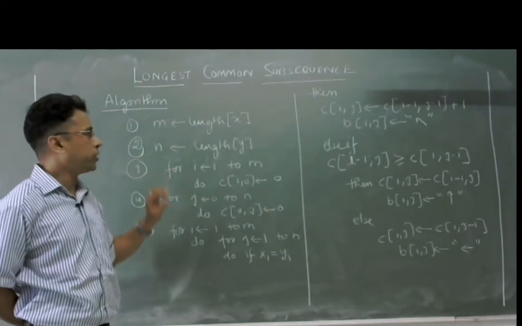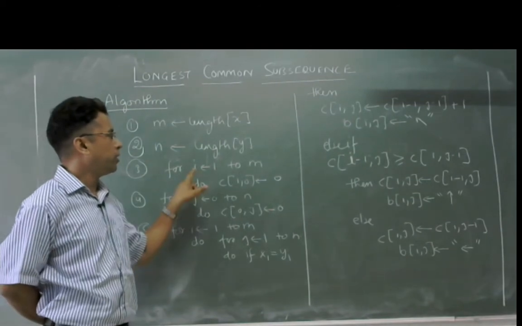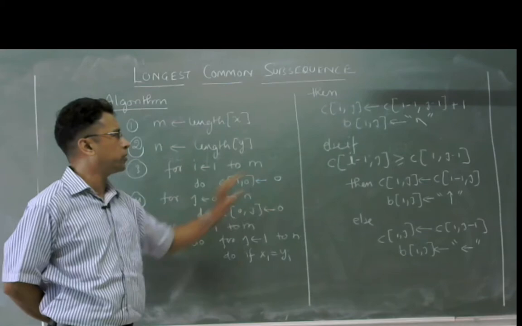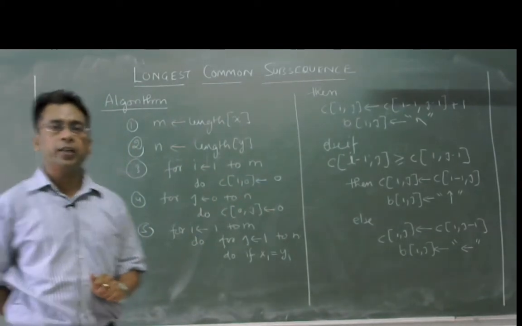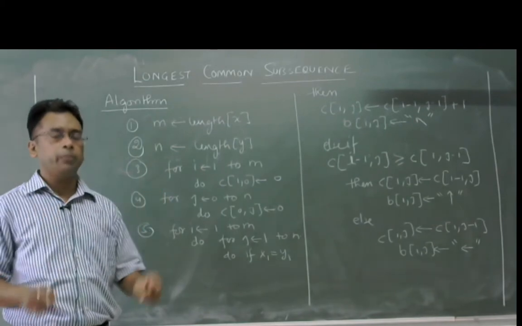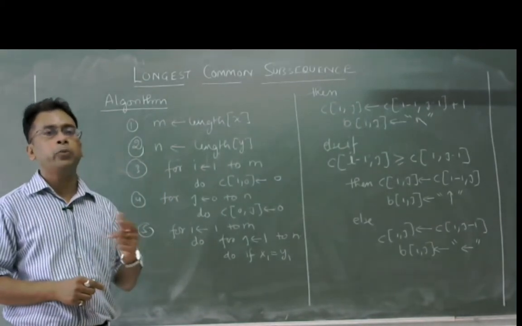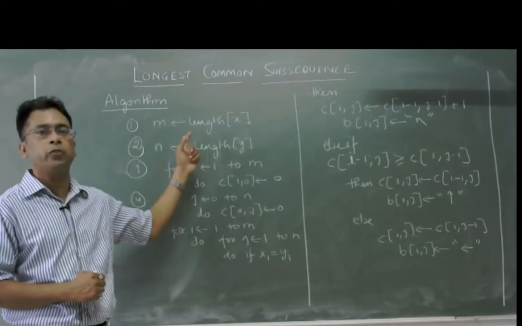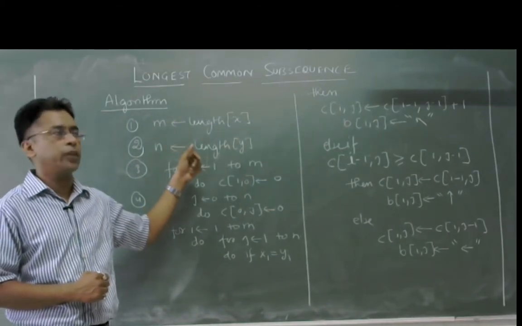After that, first we shall, for i equals 1 to m, set c[i, 0] equal to 0. Then we shall create a matrix-like structure of size m cross n. We shall create a matrix of size m cross n, where m is the length of the first string and n is the length of the second string.